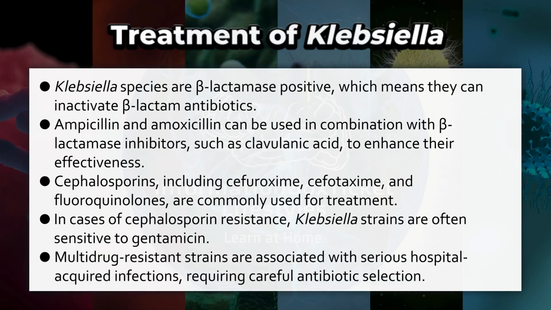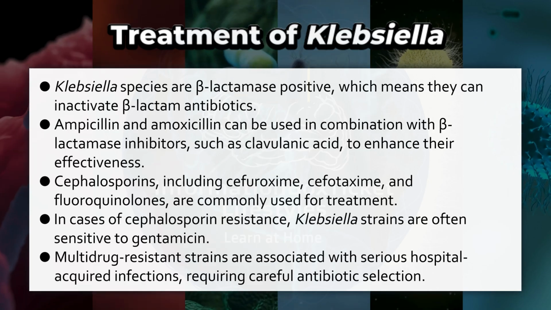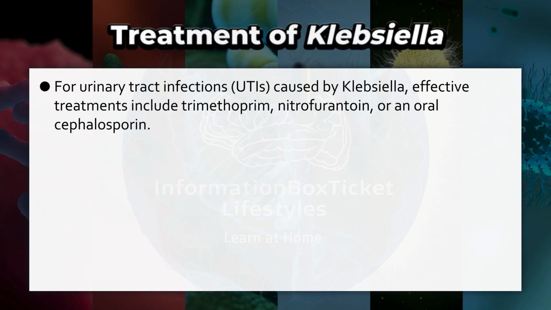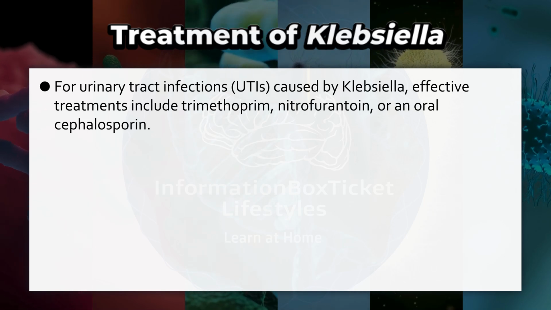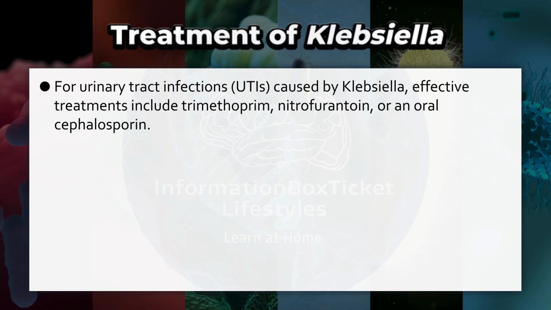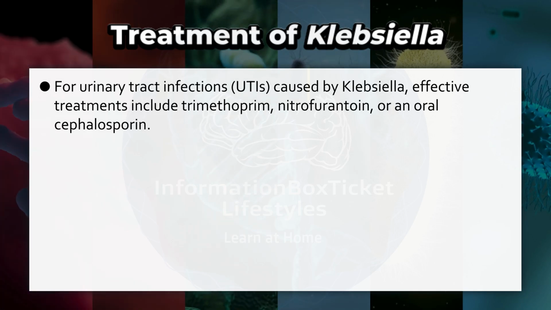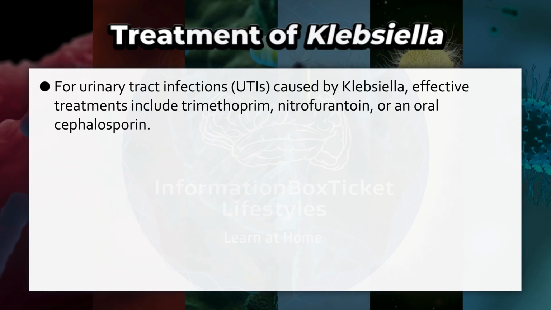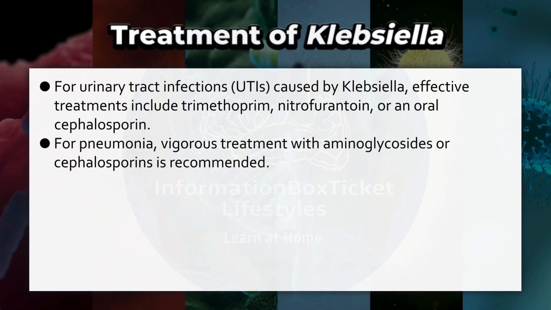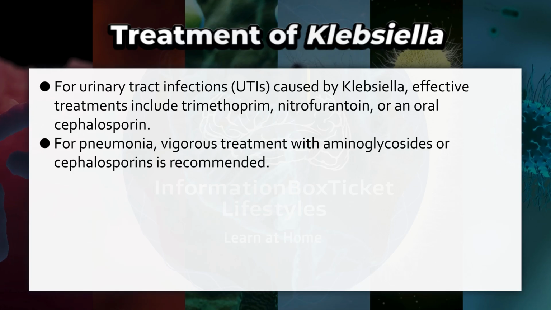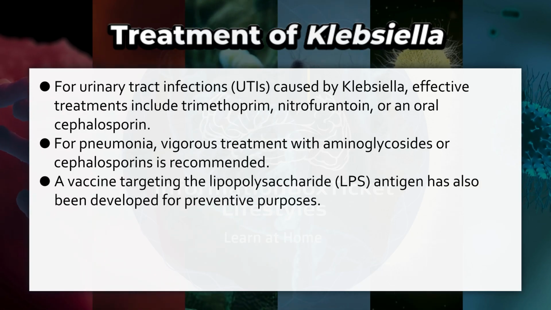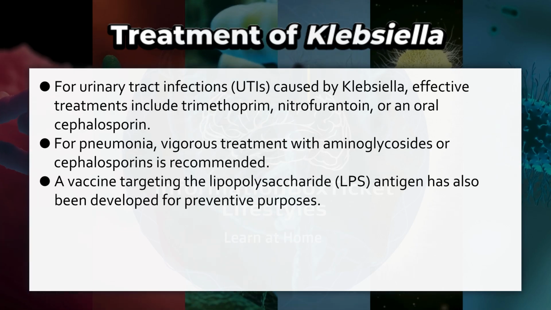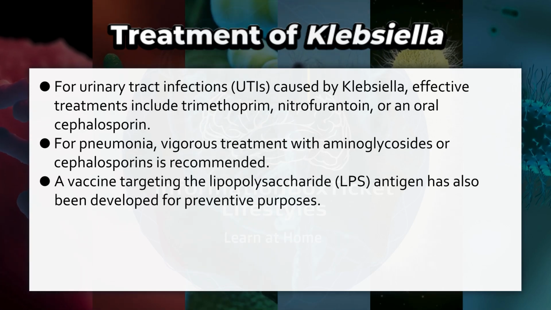Multidrug-resistant strains are associated with serious hospital-acquired infections, requiring careful antibiotic selection. For urinary tract infections, UTIs, caused by Klebsiella, effective treatments include trimethoprim, nitrofurantoin, or an oral cephalosporin. For pneumonia, vigorous treatment with aminoglycosides or cephalosporins is recommended. A vaccine targeting the lipopolysaccharide, LPS, antigen has also been developed for preventive purposes.